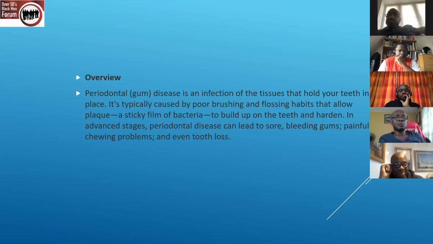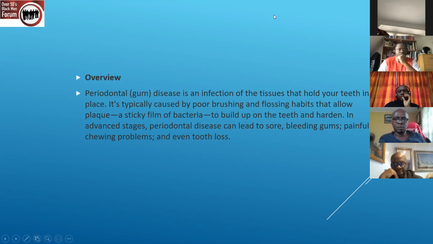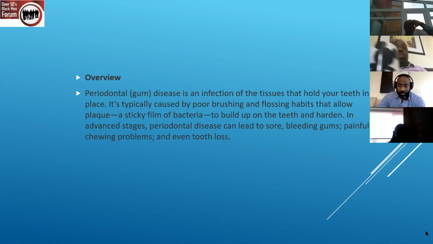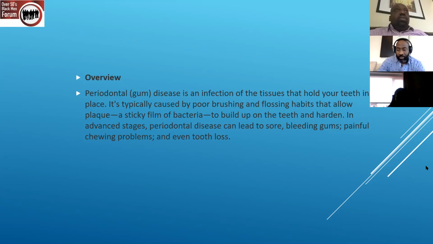Okay, so overall, like I say, gum disease is an infection of the tissues that hold the teeth in place. So it's anything that would affect the gum, the fibers that hold the tooth to bone, the blood supply, and it's basically caused by poor oral hygiene and brushing habits. What happens is a lot of the stuff builds up on the teeth, and that causes an irritation. Next slide, please.